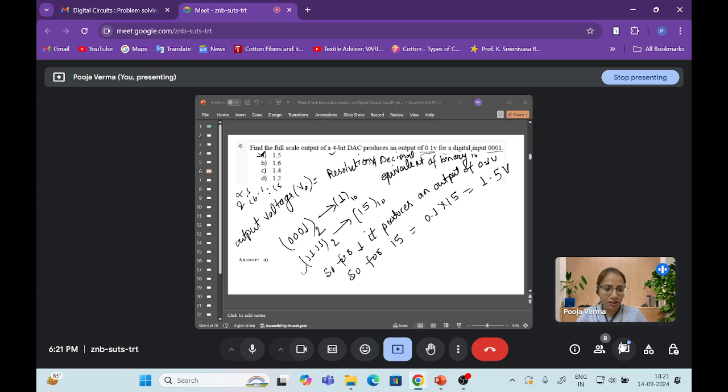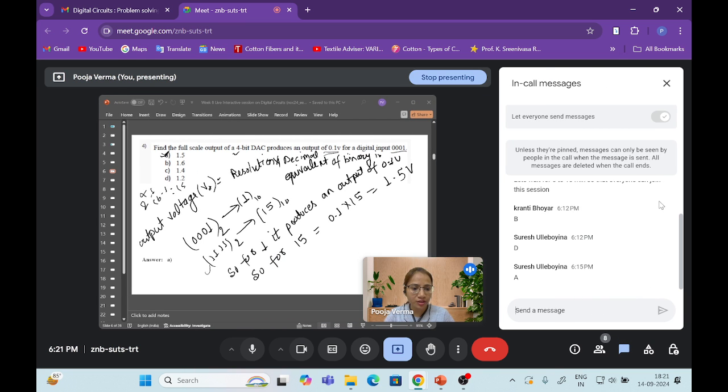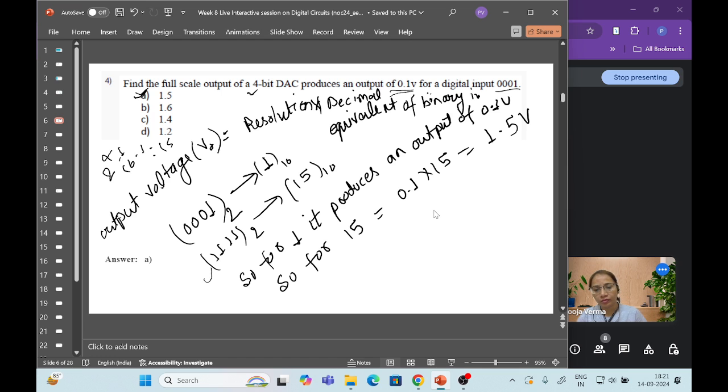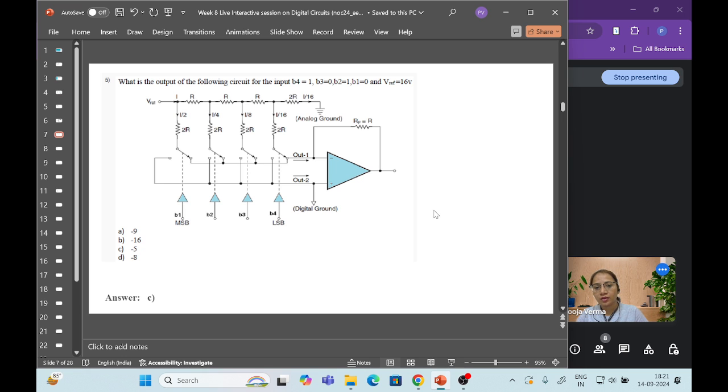Okay, have you understood this question? Can we move to the next question? Okay, so moving to the next question. The next question is, what is the output of the following circuit?